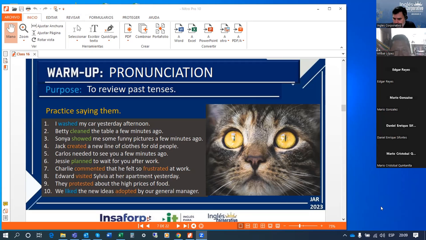Mario. Okay, Mario. I washed my car yesterday afternoon. Betty cleaned the table a few minutes ago. Sonia showed me some funny pictures a few minutes ago. Jack created a new line of clothes for all people. Carlos needed to see you a few minutes ago.